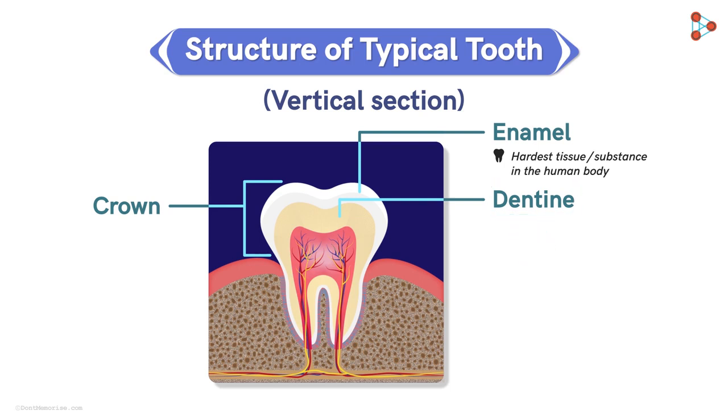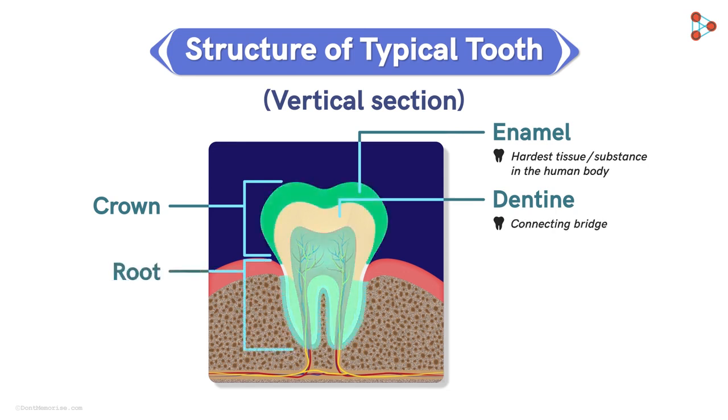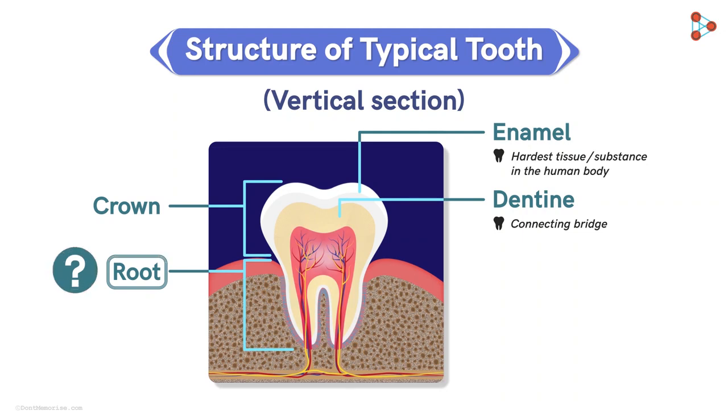As we can see here, the dentine mainly acts as a connecting bridge between the crown on top and this root lying below it. Root? Do teeth also have roots? Yes, they do. This region is referred to as the root of the tooth. Just like plant roots, these roots help in anchoring the tooth firmly in the socket of the gums.